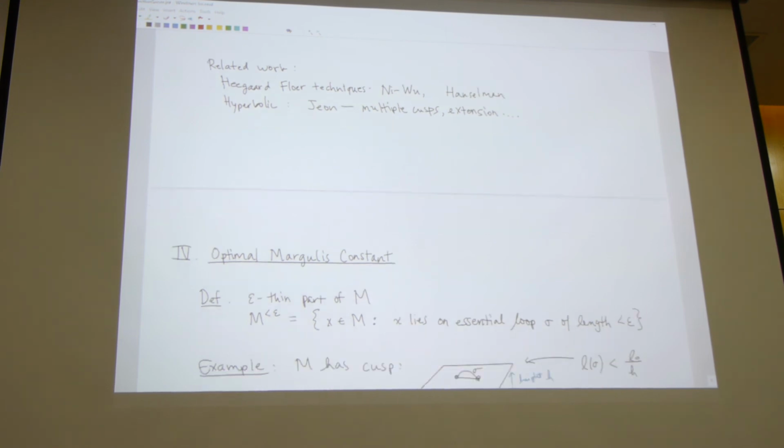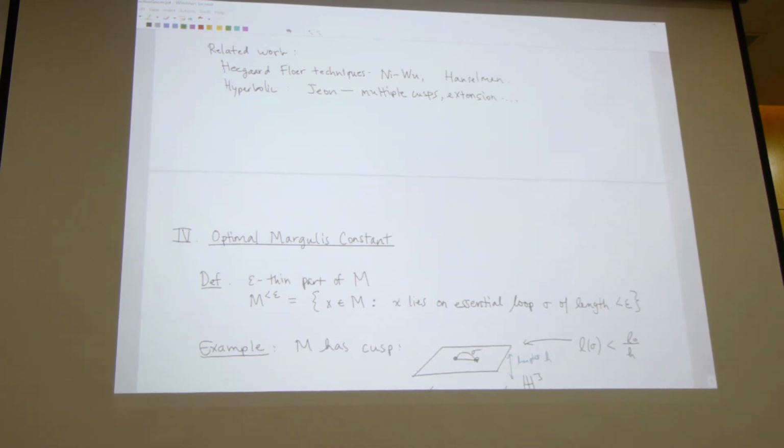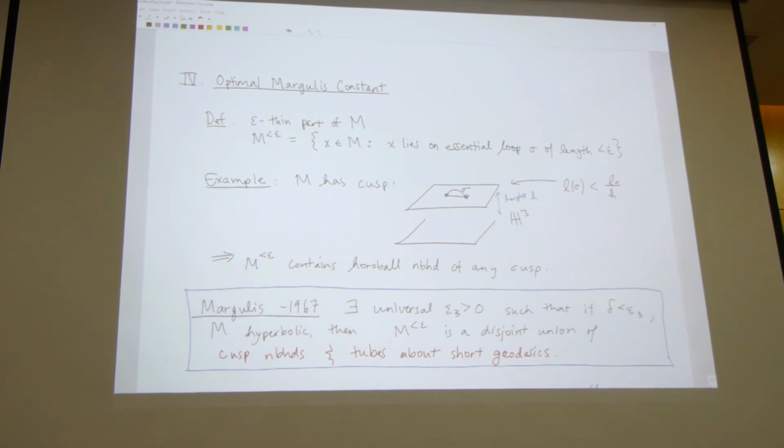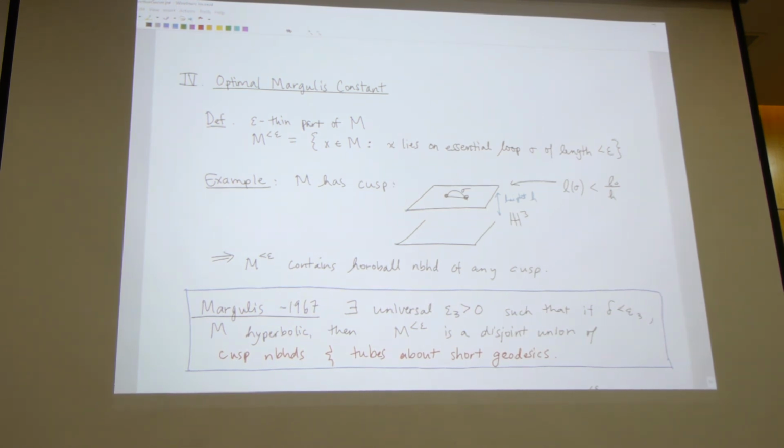Now I want to talk about Margulis constants. This is talk number 3. Going back to hyperbolic geometry again, I talked about the epsilon-thick part of a manifold earlier. That's the part of the manifold where you can stick in an embedded hyperbolic ball without it bumping into itself. So the epsilon-thin part is the complement: M minus the epsilon-thick part.